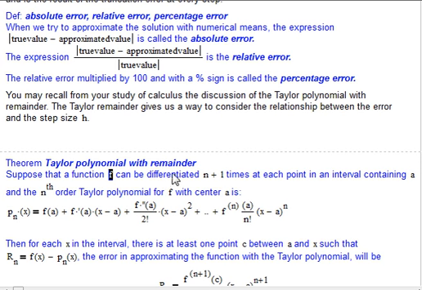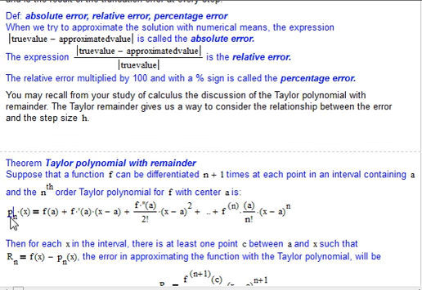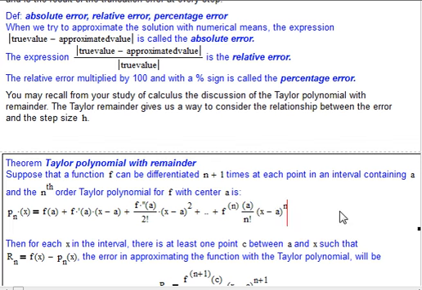Well, suppose function f can be differentiated n plus 1 times, and at each point in an interval containing a, the nth order Taylor polynomial with center a is, here's the Taylor polynomial: f of a plus f prime of a times x minus a. You remember doing this in Calc 2. Plus f double prime of a over 2 factorial times x minus a squared, etc. Finally, the nth derivative evaluated at a over n factorial times x minus a to the n. That is the nth order Taylor polynomial, and all derivatives up to the nth derivative agree with the function at that point.